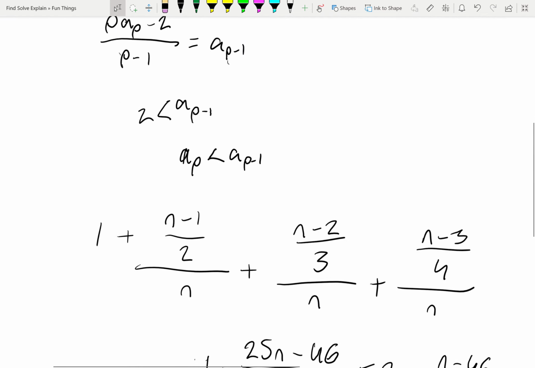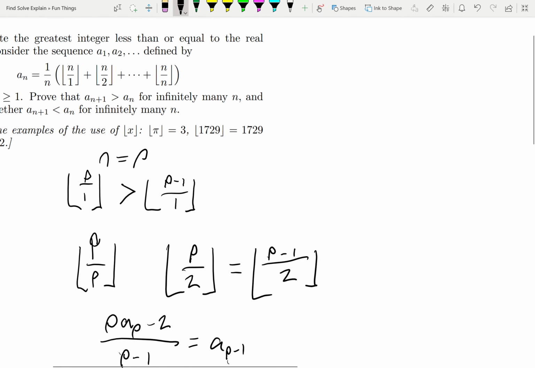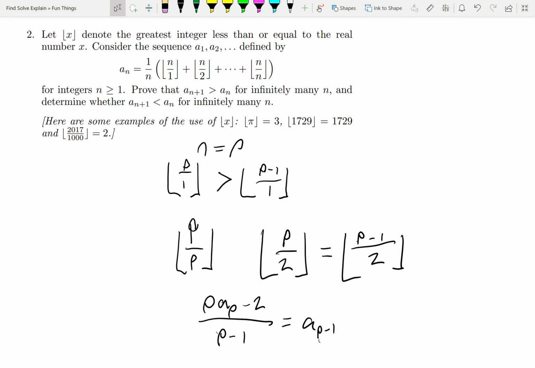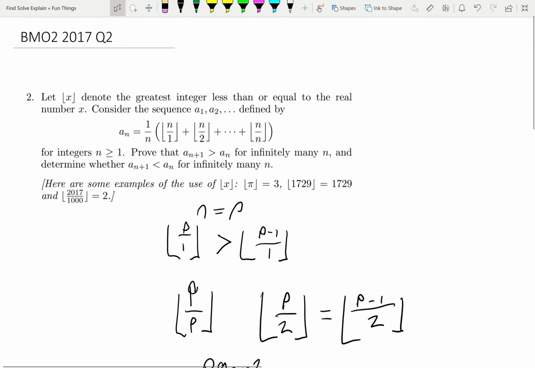But in this case, this is all we need, as we take p as a prime greater than 46, and we have done the second part of the question. Now, almost back to the first part. We have to prove that a_{n+1} is greater than a_n for infinitely many n.